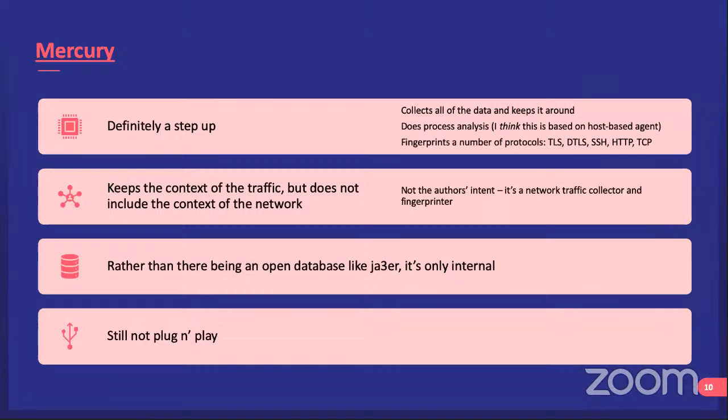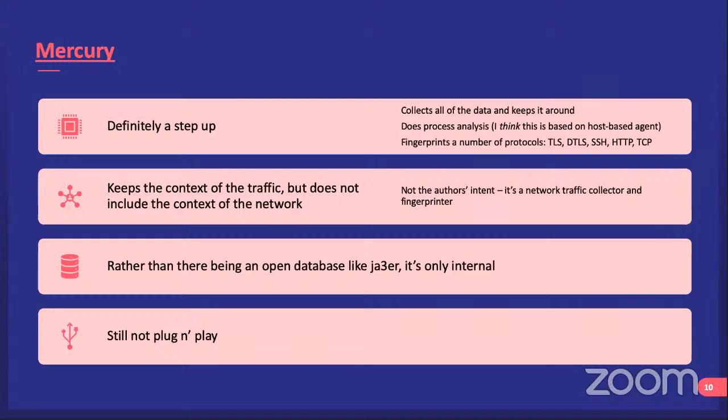The next thing we'll talk about is Mercury, which certainly is a step up from JA3. For one, it collects all of the data, so all of the extensions, their values, et cetera, and it keeps it around, which is very important, or at least certainly better than hashing it and getting rid of all of it. It does process analysis, which can be good if it's accurate.